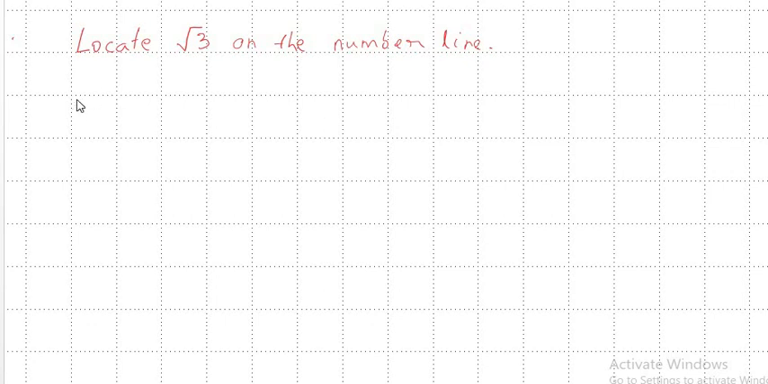Today I am going to show you how to locate root 3 on the number line. It's very simple and very easy to do. You just have to remember two important things. First of all, here I'll show you.